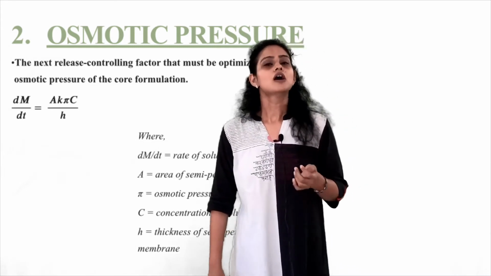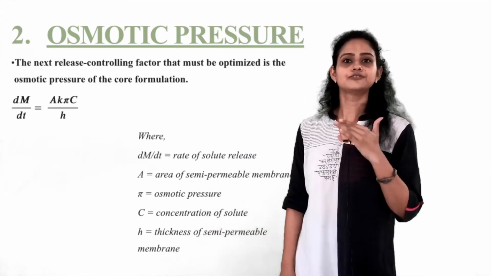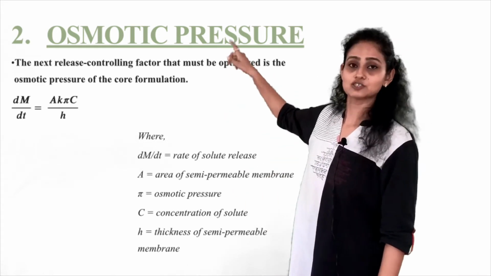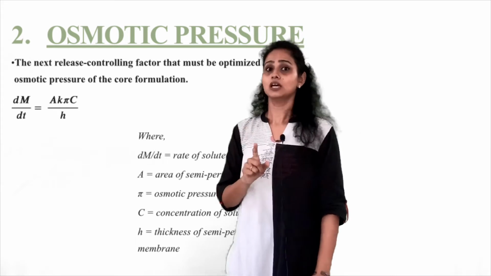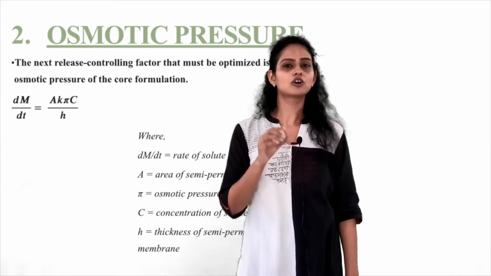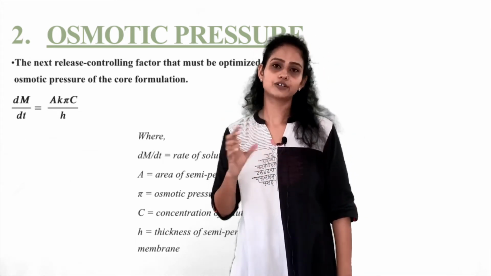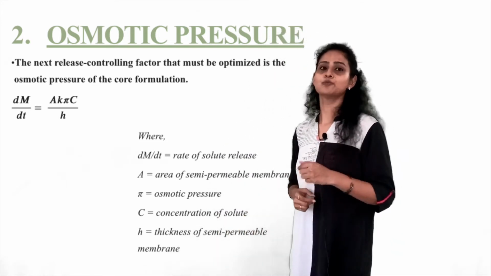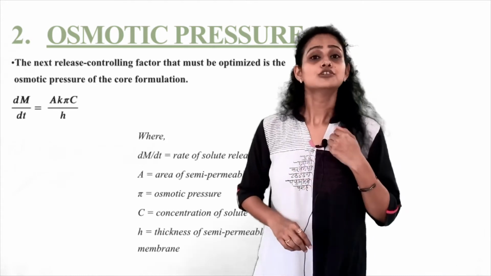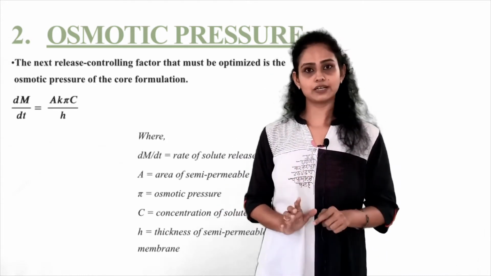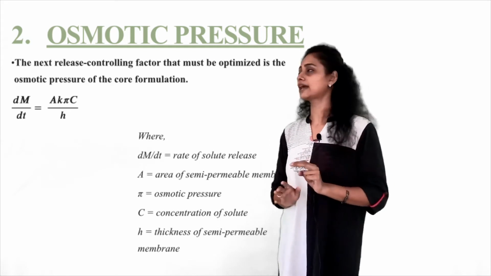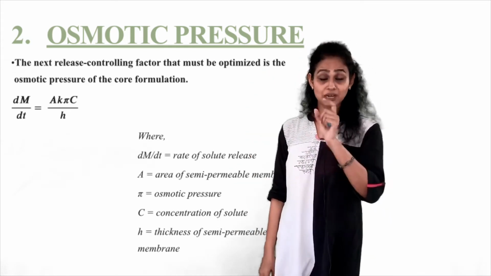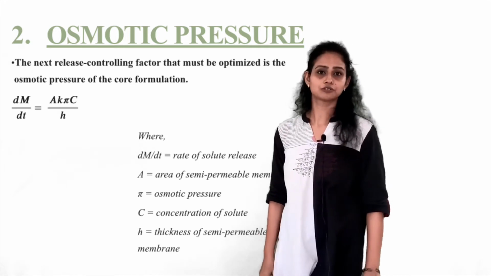Now, if we want to get constant drug release, then it is important that we maintain this π, that is, the osmotic pressure. If we maintain that π constant, then we can have a constant, zero order drug release. So for that, we have to maintain a saturated solution of the drug. If we maintain a saturated solution of the drug, then we can keep that π constant, and we can maintain proper osmosis and have proper drug release.